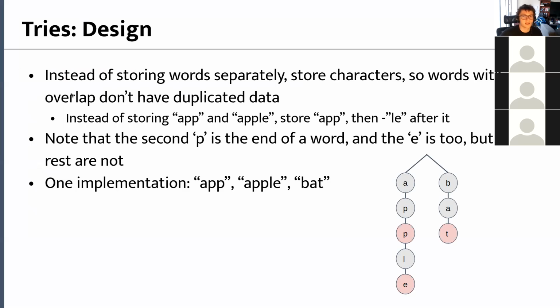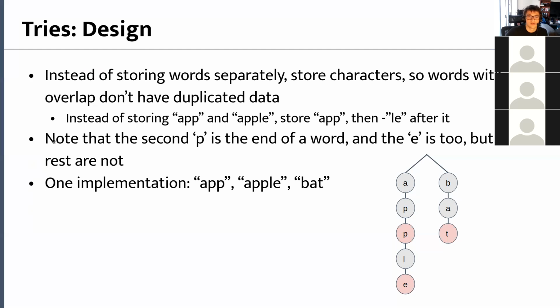So the design of a try: instead of storing words separately, we store just characters. So the words that have overlap don't store duplicated data. As an example, say we have a hash table and we push app into it and we push apple into it, then this prefix app is duplicated across these two words. We'd be storing app twice, once in app and once in apple. And with a try, we can get away with not duplicating this data, which I think is super clever.